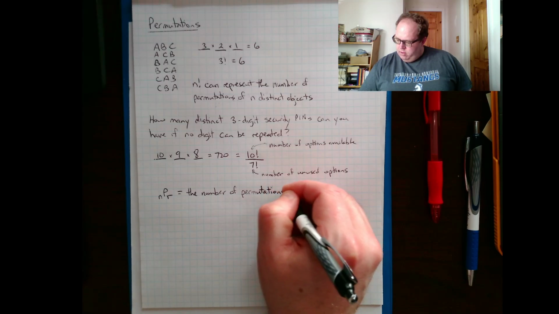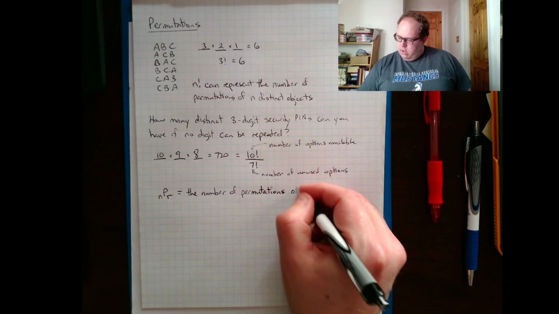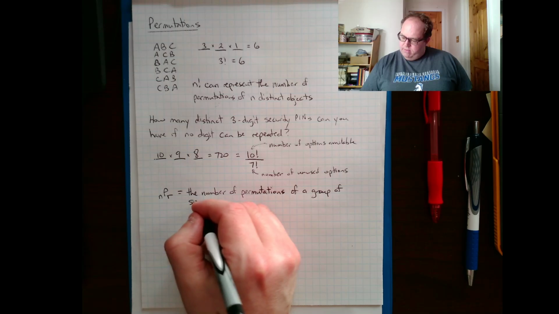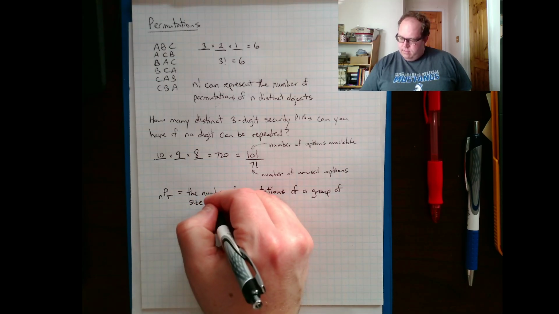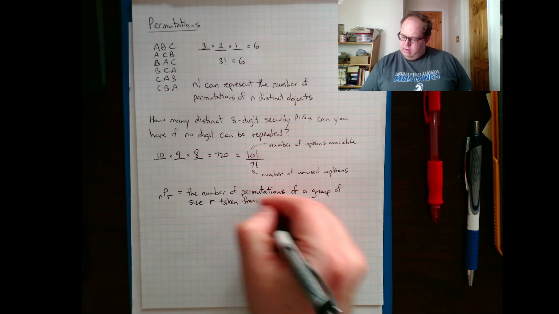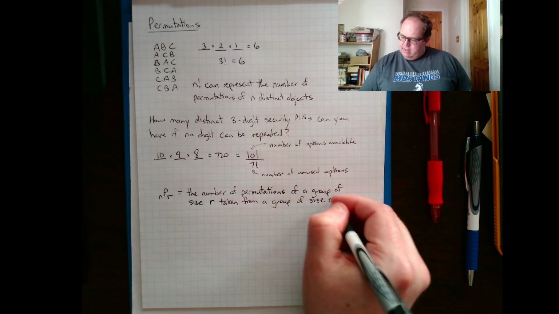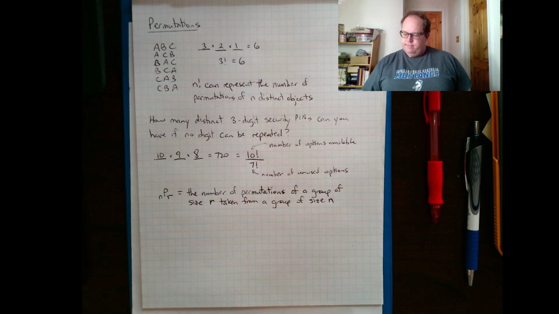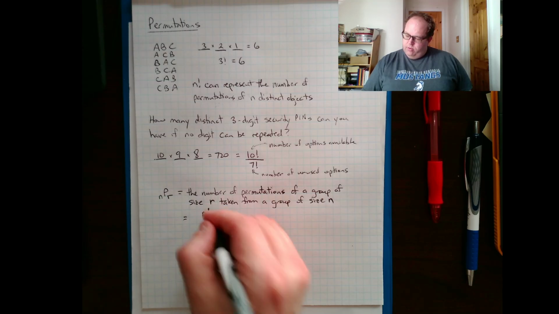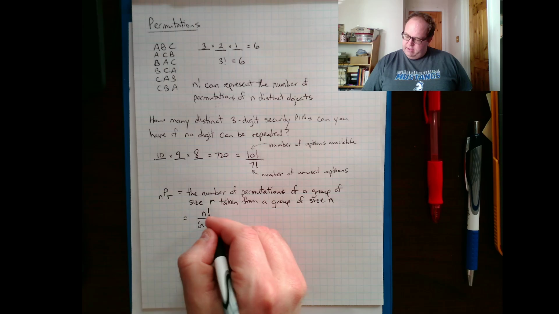The number of permutations of a group of size r taken from a group of size n. As a calculation, it would be n factorial over n minus r factorial.